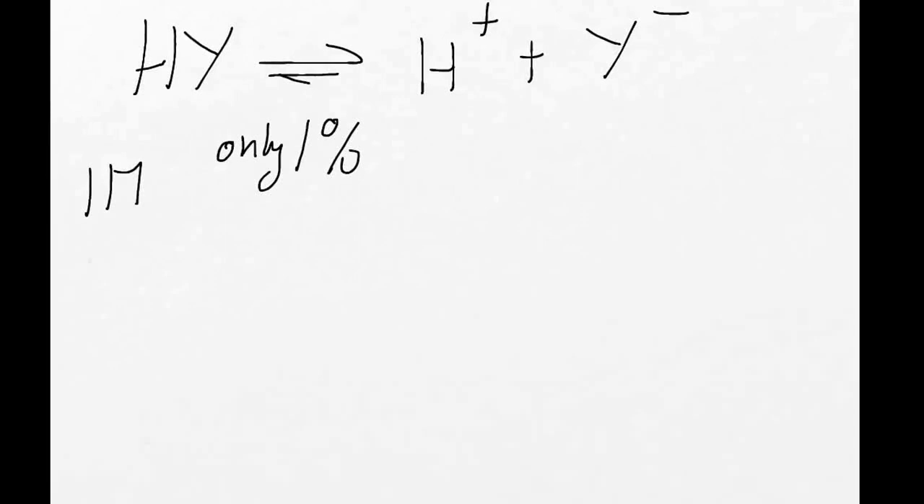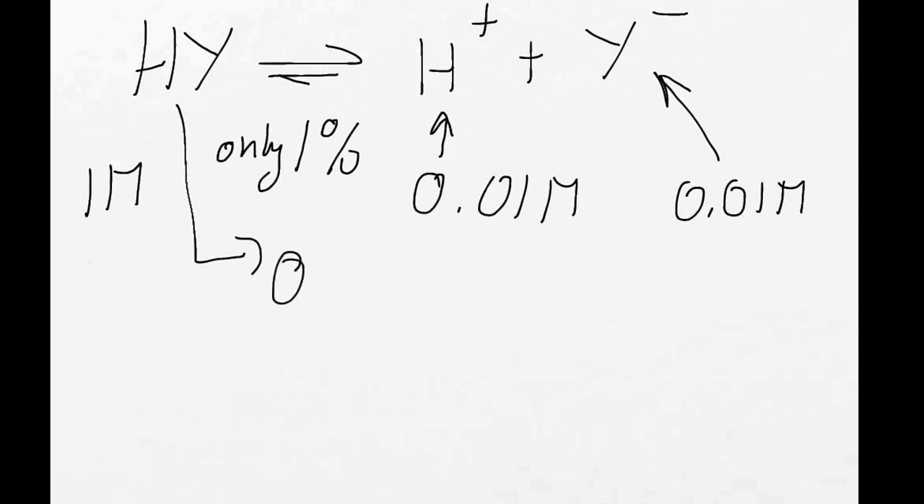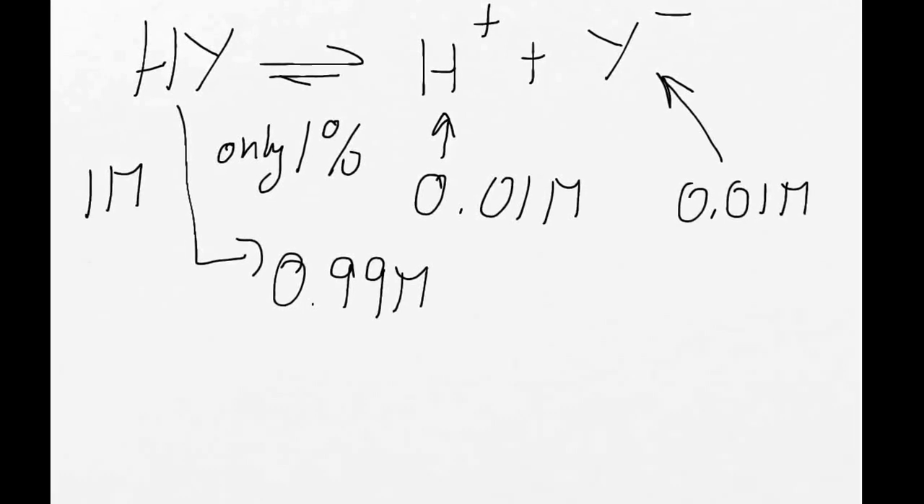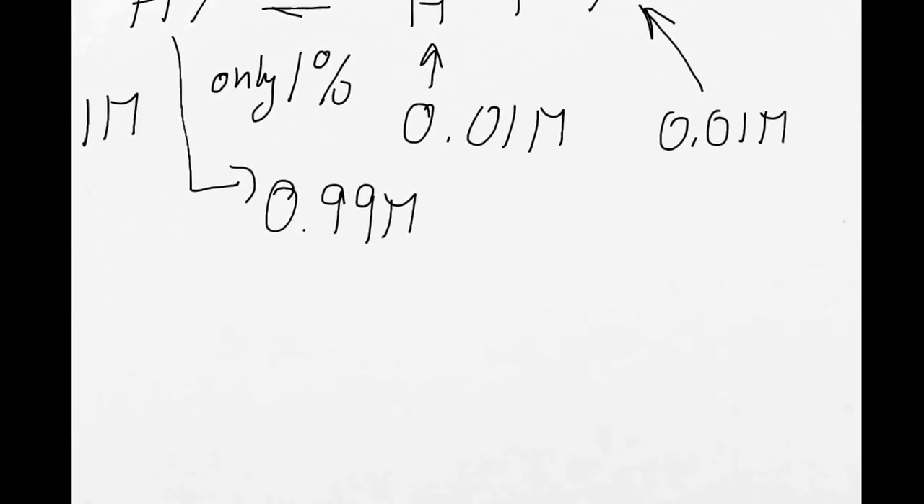How much of the protons do we produce? 0.01 molar of the protons, exactly. How much of the Y minus? The same, 0.01 molar. How much of the HY have we got left? 0.99 molar, exactly. So this is a fairly weak acid because it really does not want to dissociate. Can we calculate from that the Ka?